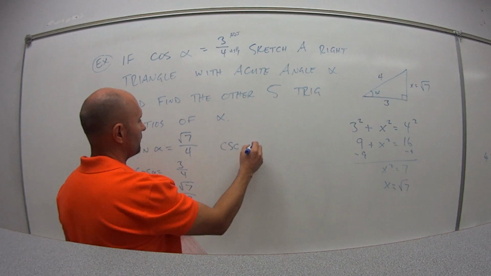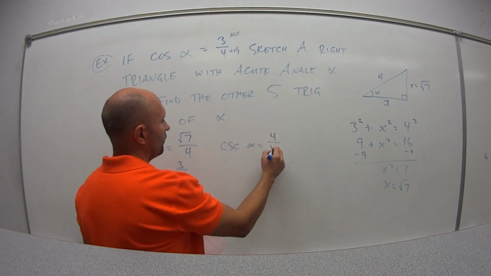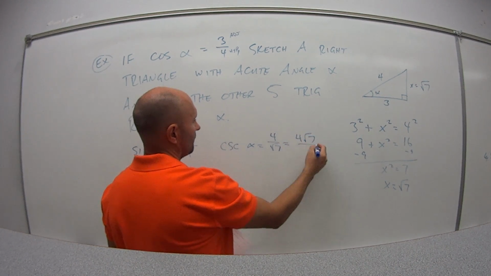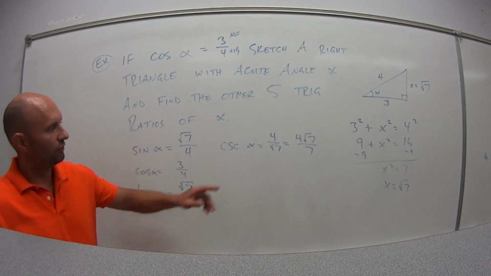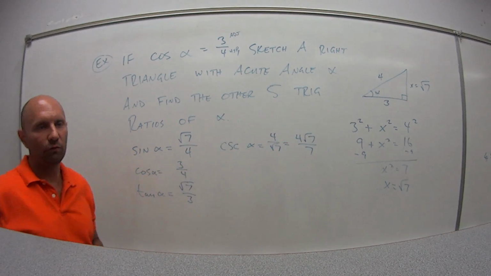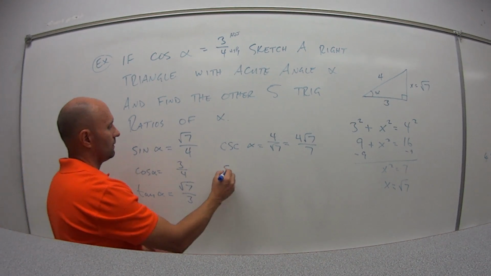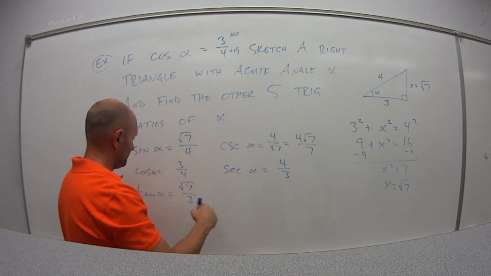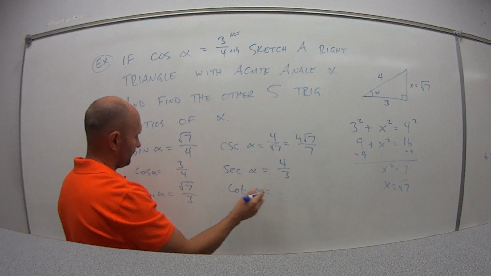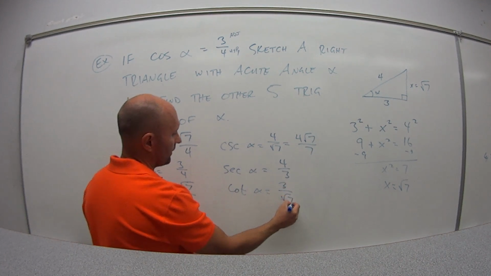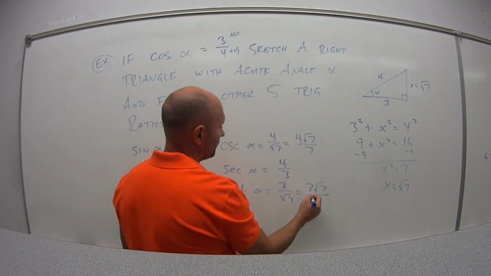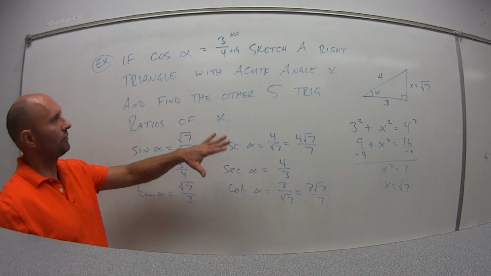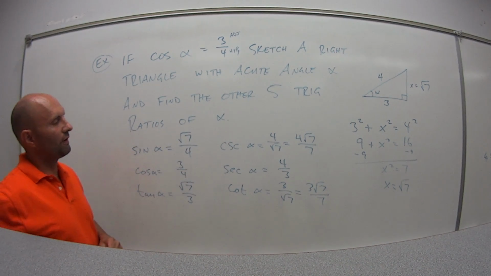So cosecant of alpha is 4 over square root of 7, which again, if we do our shortcut, this is 4 square root of 7 over 7. We just take the radical to the top and get rid of the radical symbol on the bottom. Secant of alpha is 4 over 3. Cotangent of alpha is 3 over square root of 7, which is 3 square root of 7 over 7. So that gives us our 5 other trig ratios of alpha.